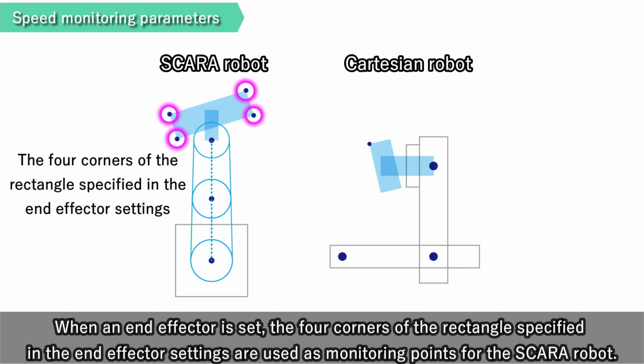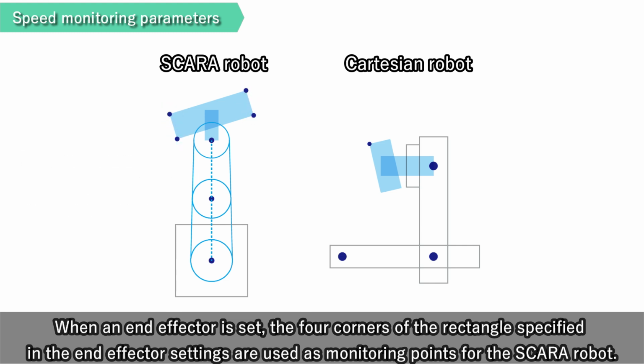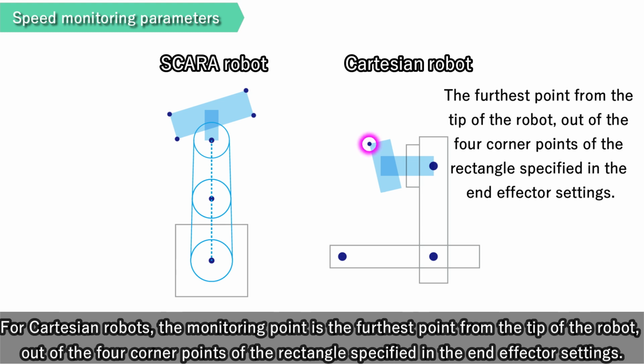When an end effector is set, the four corners of the rectangle specified in the end effector settings are used as monitoring points for the SCAR robot. For Cartesian robots, the monitoring point is the furthest point from the tip of the robot, out of the four corner points of the rectangle specified in the end effector settings.